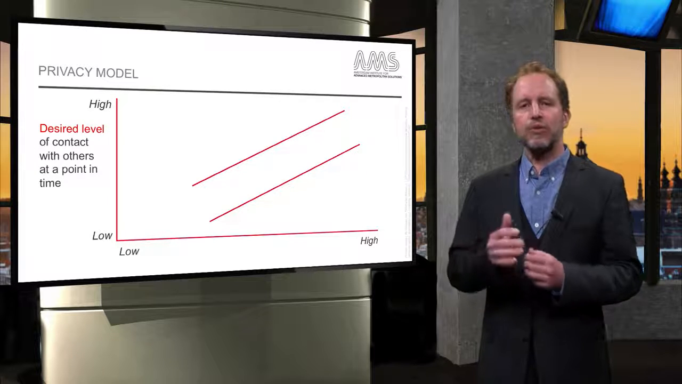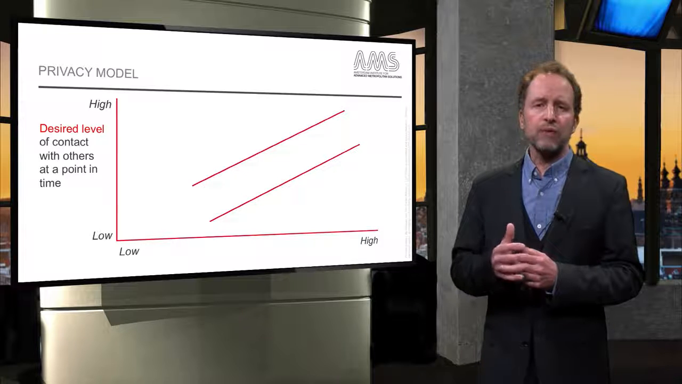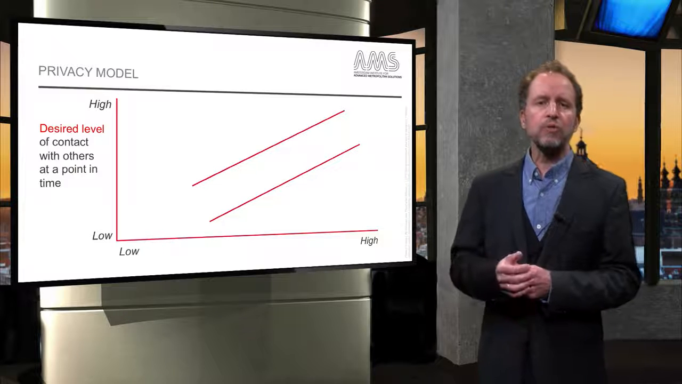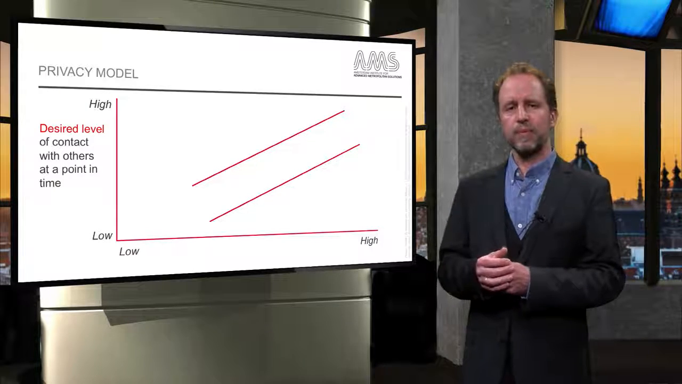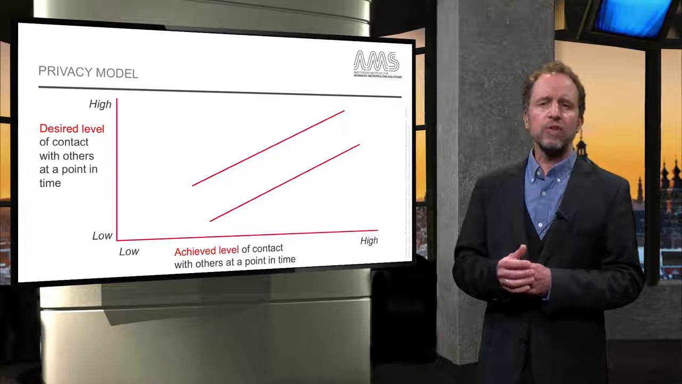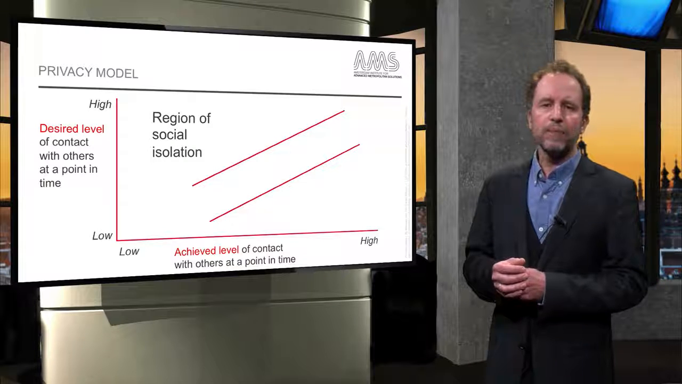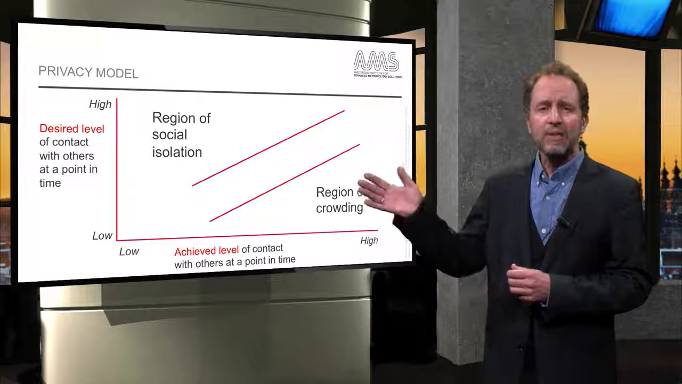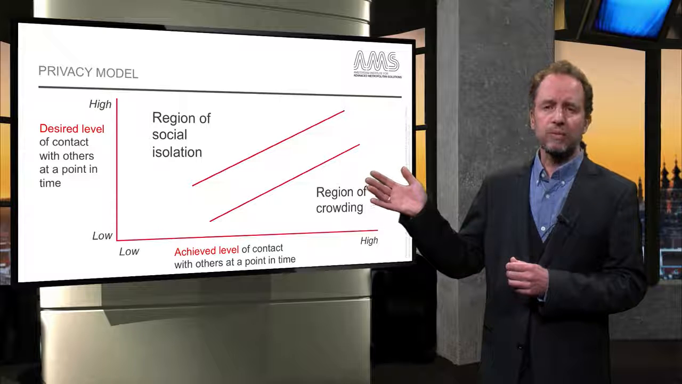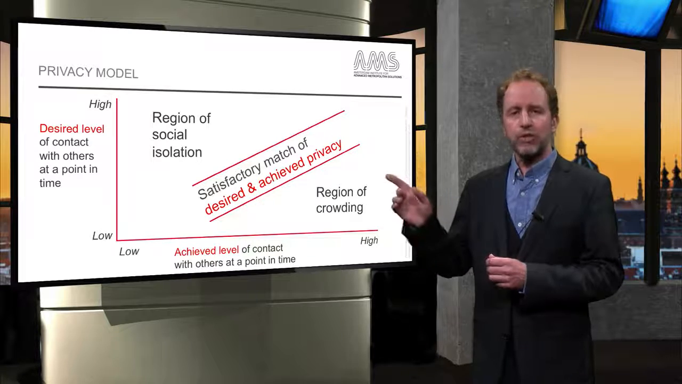Your desired level of social interaction may vary through the day and through your life, as you can see here on the vertical axis. The living environment should always facilitate this. If the achieved level of interaction, here on the horizontal axis, is lower than the desired level, a person can feel lonely. When it is higher than the desired level, one can experience a feeling of crowding. What we are looking for is a satisfactory match.